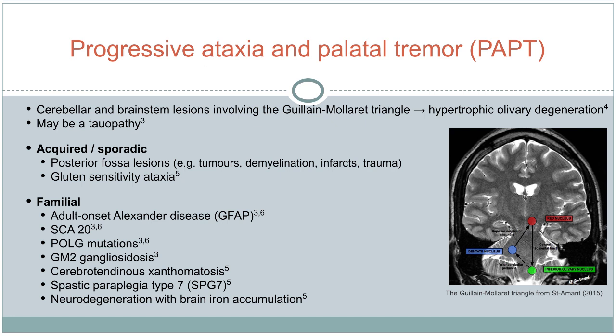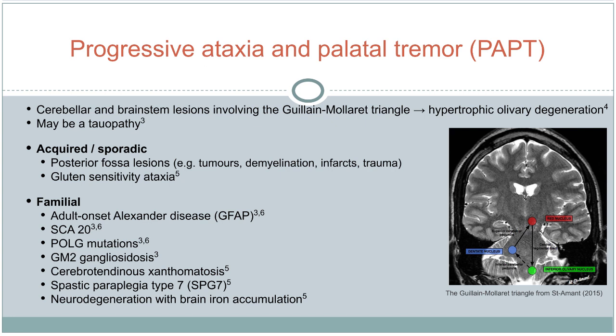And the potential causes are divided into acquired or sporadic and familial causes. So they're the two subtypes. With respect to the acquired or sporadic causes, it may be caused by a posterior fossa lesion, such as a tumor, demyelination, infarcts, and trauma. It's been described in Behçet syndrome. It's also been described in gluten sensitivity ataxia.